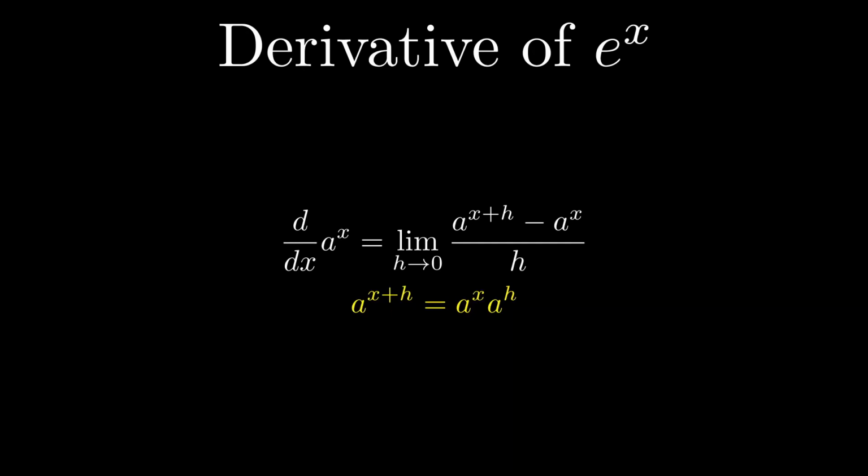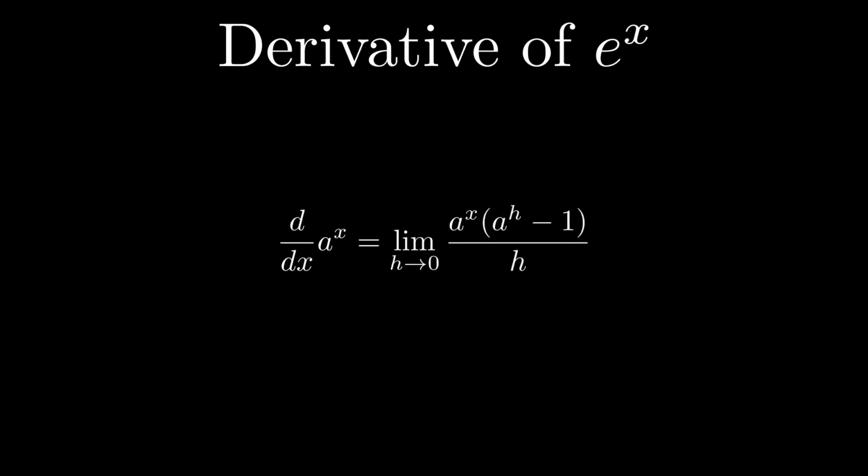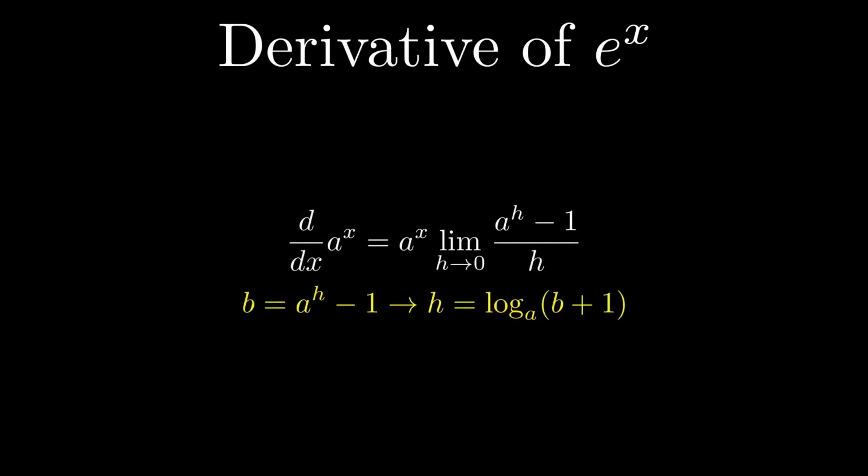First off, we can verify that e to the x truly is the function whose derivative is itself. Using the definition of derivatives shown earlier, the derivative of some exponential function a to the x is the limit as h approaches 0 of a to the x plus h minus a to the x over h. A to the x plus h can be simplified into a to the x times a to the h using an exponential property. Then we can pull out a to the x from the numerator and the limit in general because it's not dependent on h, resulting in the equation shown below.